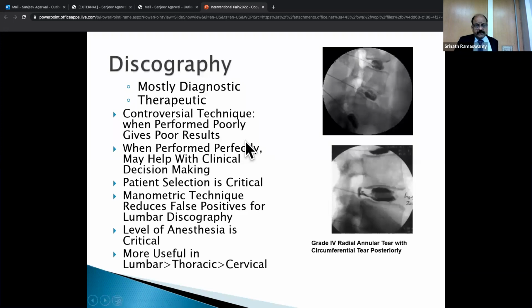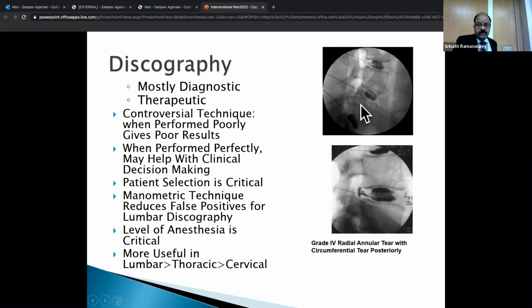Again, discography is for diagnostic and therapeutic purposes. In most practices now, it is done at the request of a spine surgeon or neurosurgeon. Basically, what we are trying to achieve is to find the exact source of pain, so that it can aid the surgeons in deciding which level to fuse. And it can be very useful in patients, especially the ones that do not have clear-cut pathology that can be demonstrated on the MRI scans.